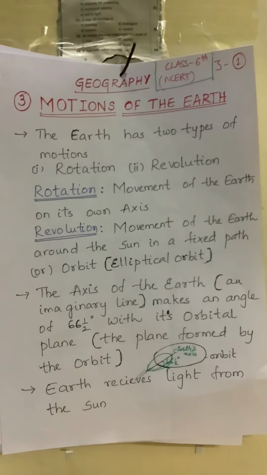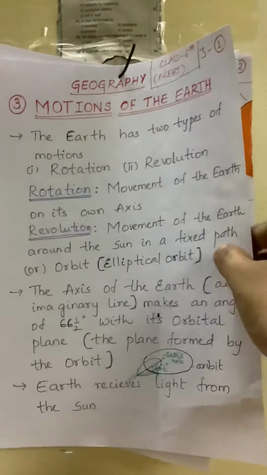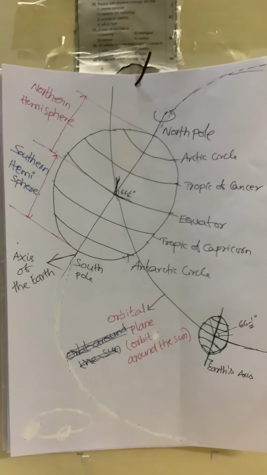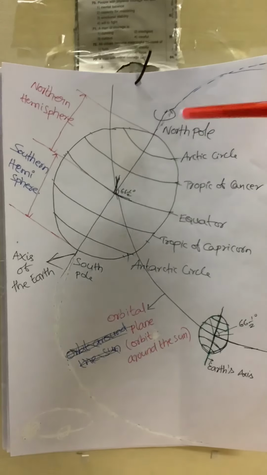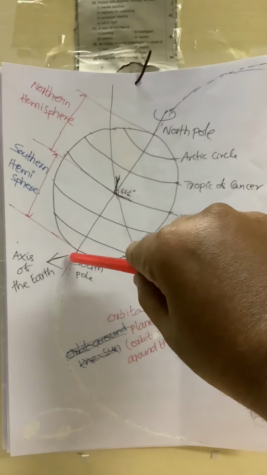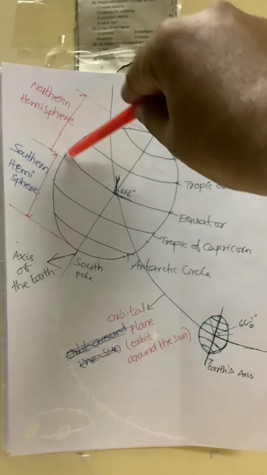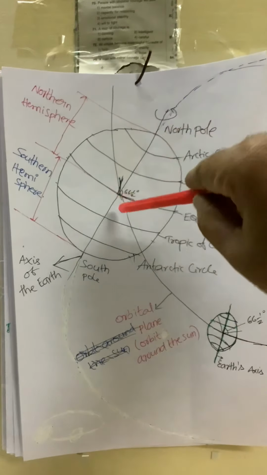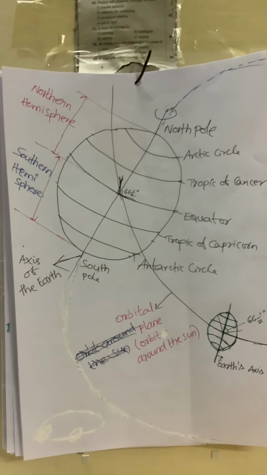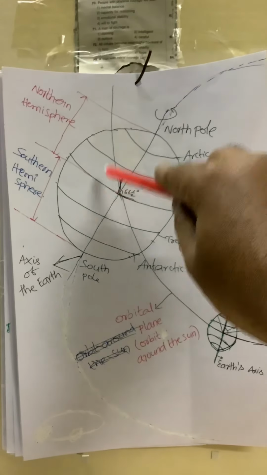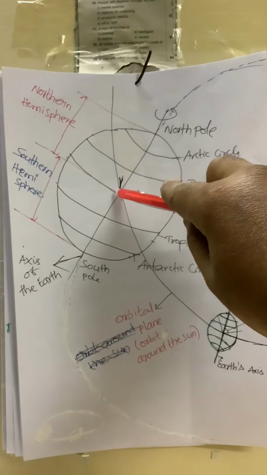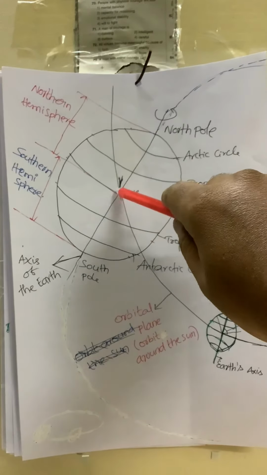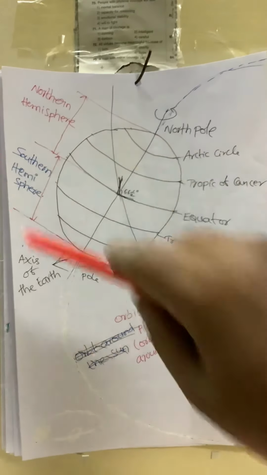Next point is earth receives light from the sun, that everybody knows. And this is the figure representing the earth, this is North Pole and this is South Pole. The line which separates the globe into two equal halves is known as equator. The portion between equator and North Pole is known as Northern Hemisphere, while the portion between equator and South Pole is known as Southern Hemisphere.